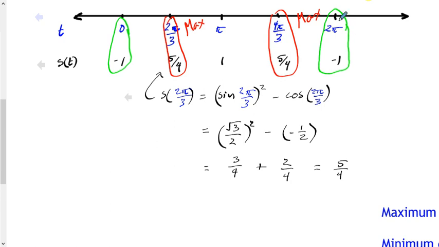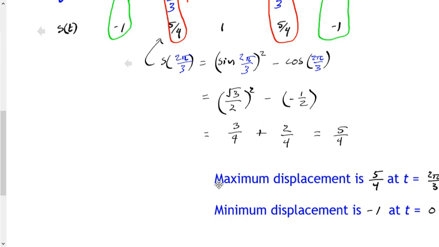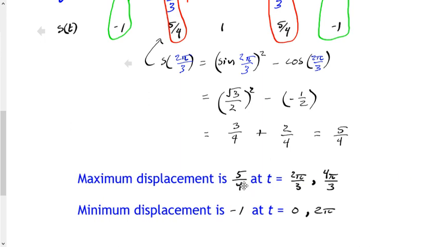And you'll remember those endpoints are within the domain that we were given, and so they are acceptable solutions for this question. So my maximum displacement is 5/4, and it happens at 2 different times, at pi by 3 and 4 pi by 3. Minimum displacement is -1, and that happens when t is equal to 0 or 2 pi. So we have answered the question. Let's move on to example 2.